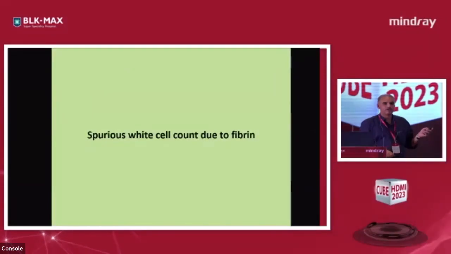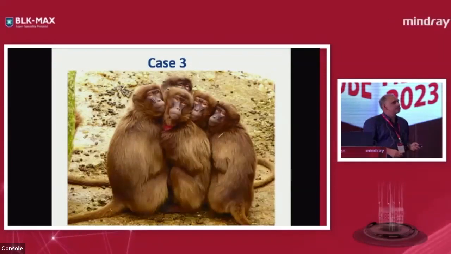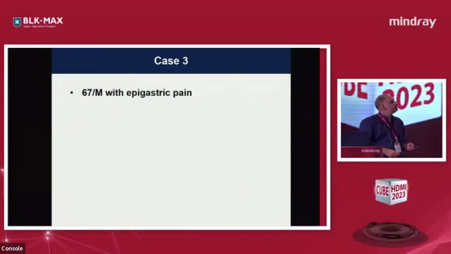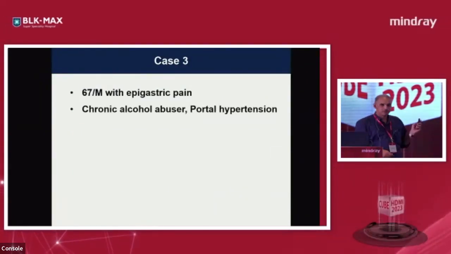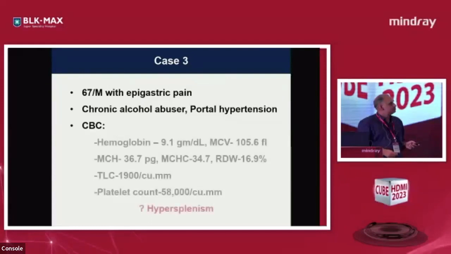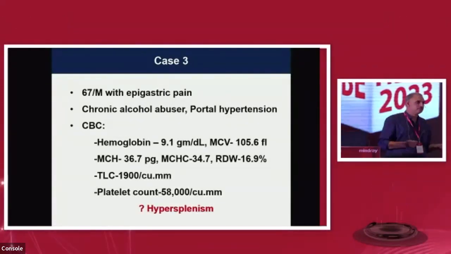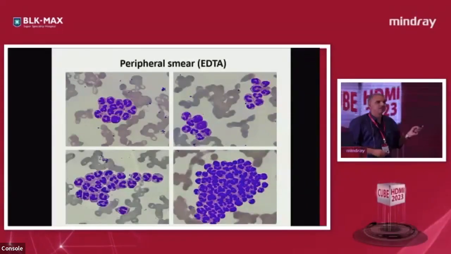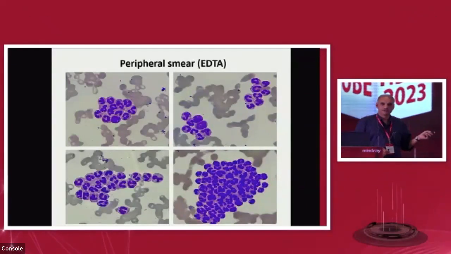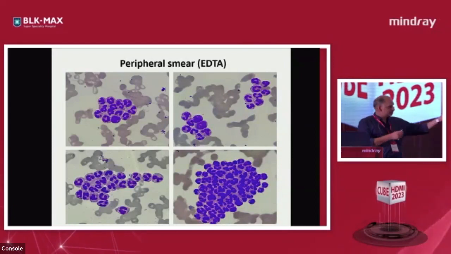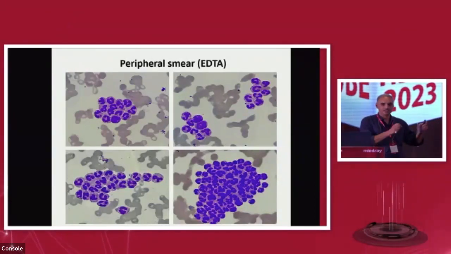So spurious white cell count due to fibrin in this case. Case 3, a male with epigastric pain, portal hypertension, CBC showed low counts, pancytopenia, we thought hypersplenism, straightforward, but we saw leukoagglutination. So WBC stuck to each other that bad, that tight. I had never seen this before.